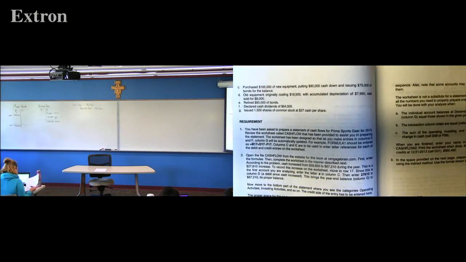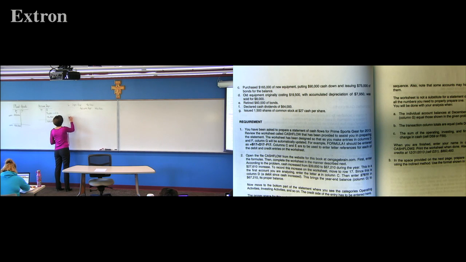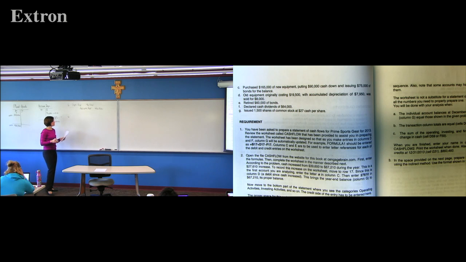So we have C and D to address. All right, so this was B. Take a look at C. C says purchased $165,000 of new equipment, putting $90,000 cash down, and issuing $75,000 of bonds. So that's going to also play into our evaluation of that bonds account a little bit later on, but let's do the journal entry anyway.